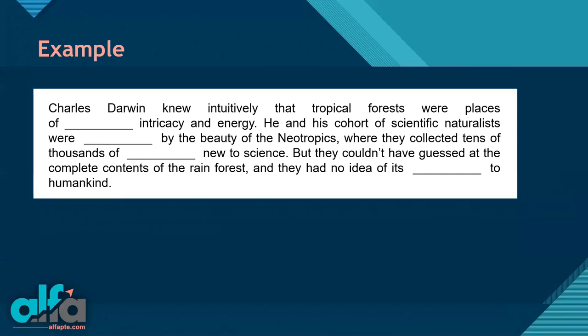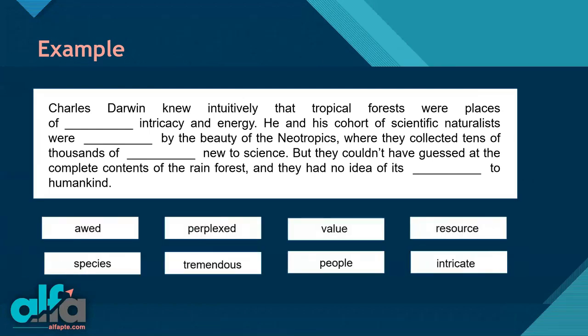So always read the passage first before selecting your answer, so you know the context, whether it's a positive one or a negative one or an informative one. So this is about information. Let's look at the options: odd, perplexed, value, resource, species, tremendous, people, and intricacy. So without even looking at the options, initially I had two answers ready. First one was species. They said they collected tens of thousands of dash new to science. So obviously, if they are going in a tropical forest, then what else will they collect? They will collect species. So that's the thing.